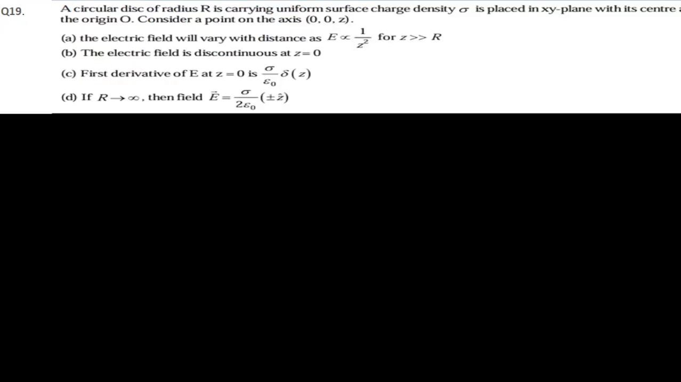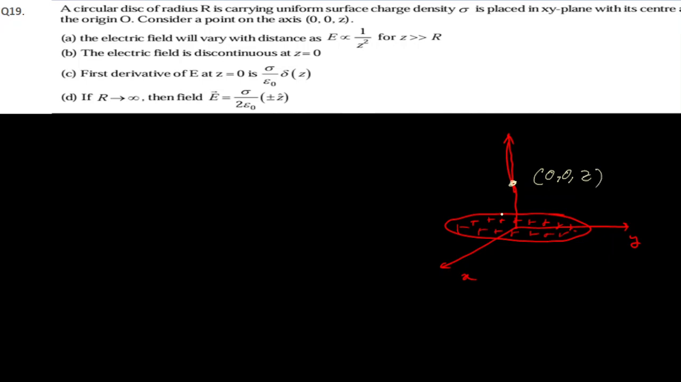Good. Okay, then question number 19. In question number 19, it is written: a circular disk of radius r carries a uniform surface charge density sigma, is placed in the xy plane with its center at the origin. Consider a point on the axis 0, 0, z.